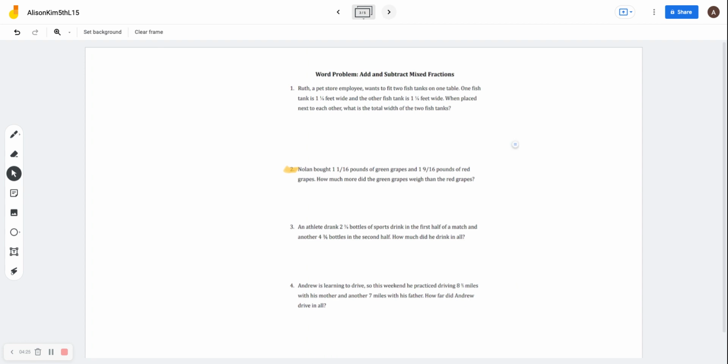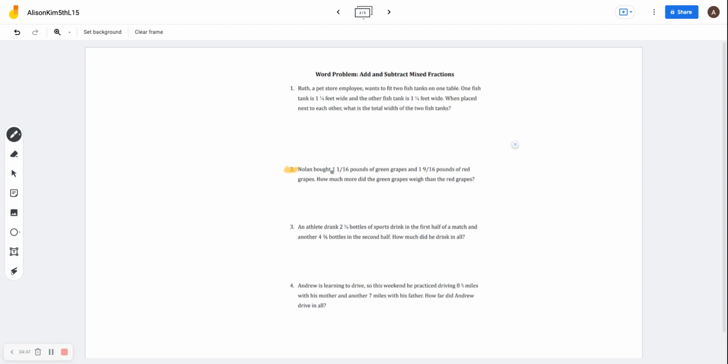Next, we're going to move on to word problems again, but we're going to be adding and subtracting mixed fractions. So let's do number 2. Nolan brought 1 1/16 pounds of green grapes and 1 9/16 pounds of red grapes. How much more did the green grapes weigh than the red grapes?